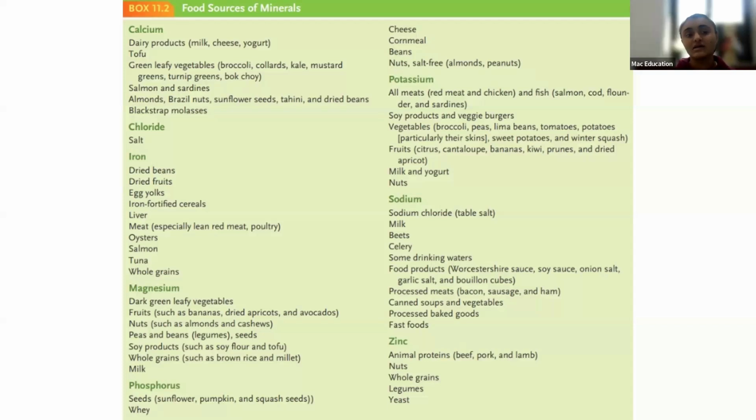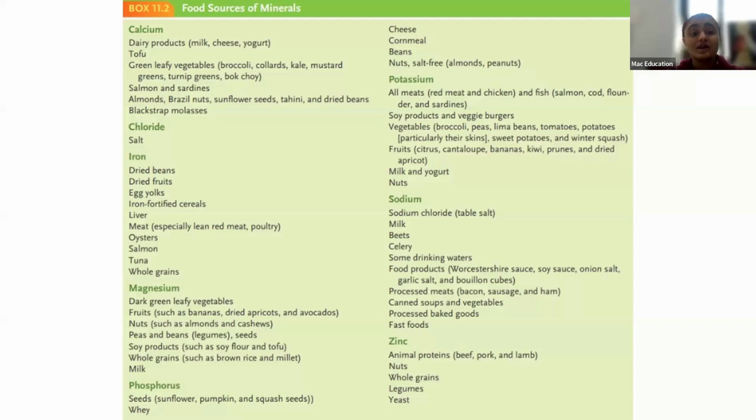Salmon and sardines, almonds, Brazil nut, sunflower seeds, tahini, dried beans, and blackstrap molasses. These are the examples of calcium-rich food. These are the sources through which a person can get calcium. Okay. Next is chloride. From where do we get chloride? So only from salt, because salt is made up of sodium and chloride. So chloride we can get from salt.